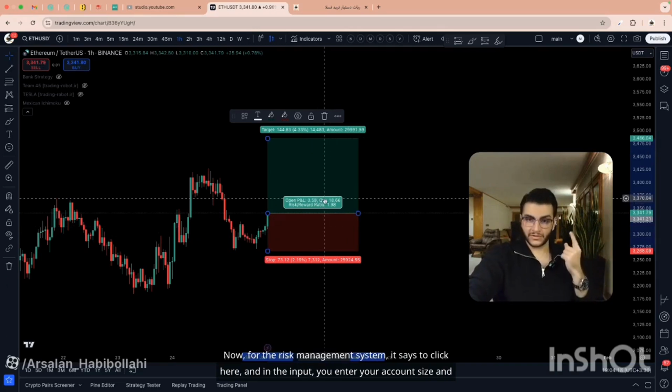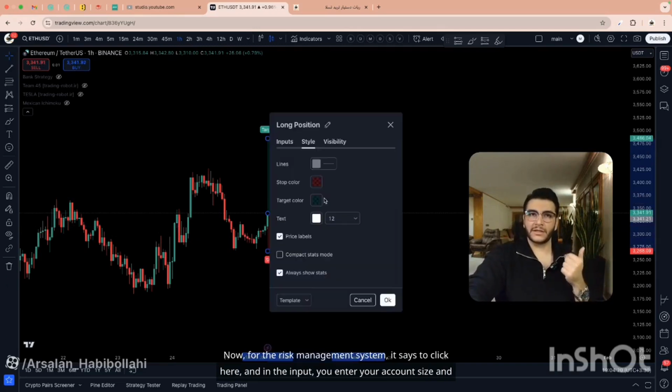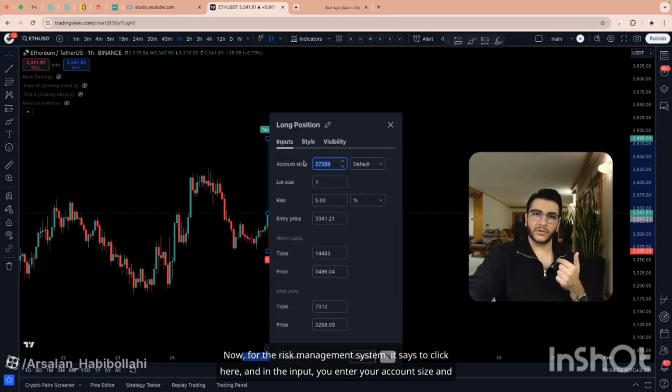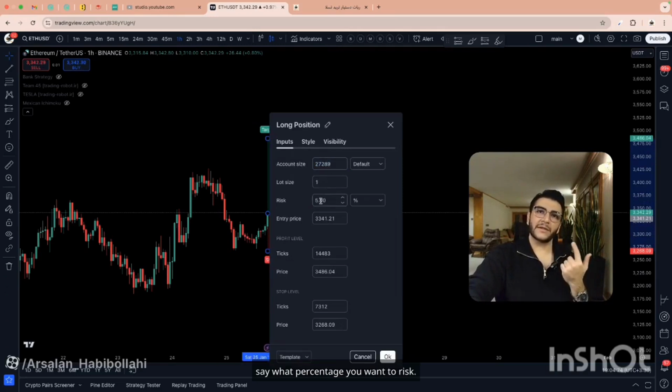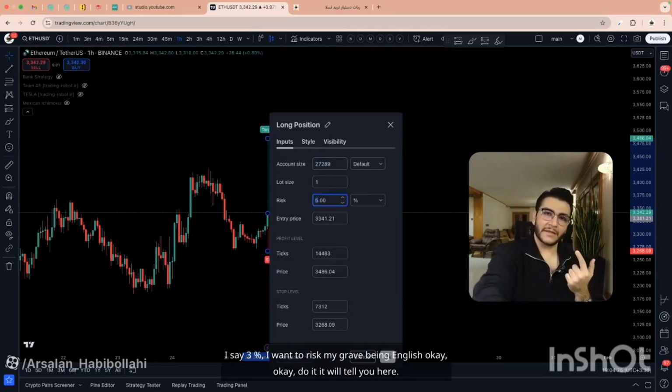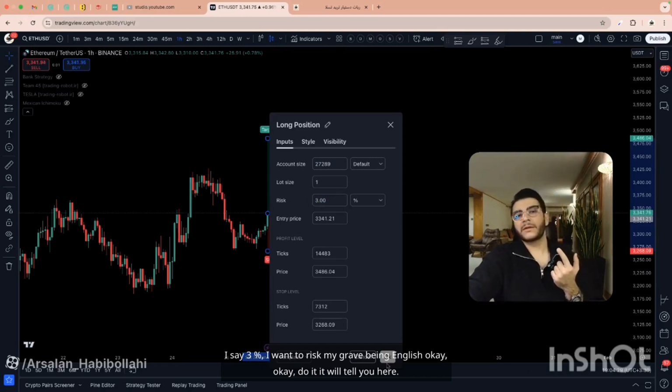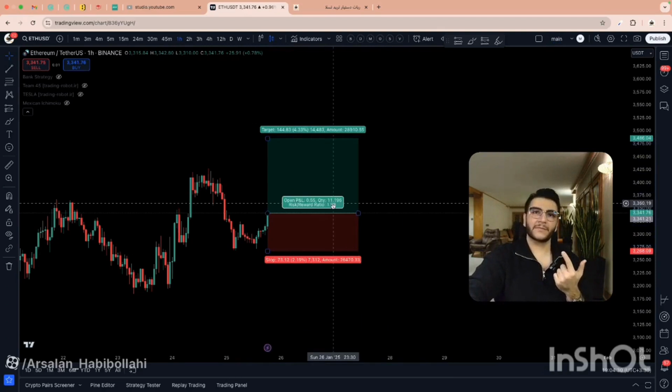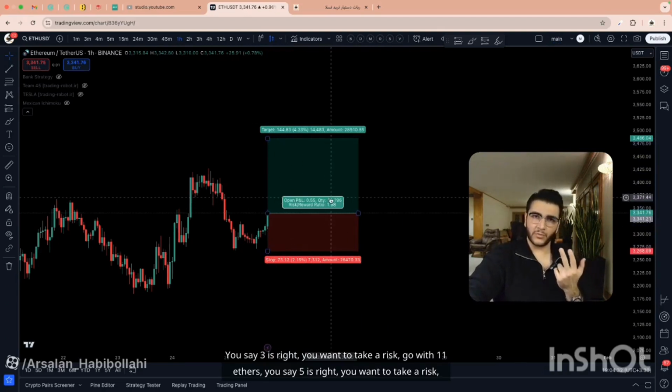Now, for the risk management system, you click here, and in the input, you enter your account size and say what percentage you want to risk. I say 3%. Okay, do it. It will tell you here.